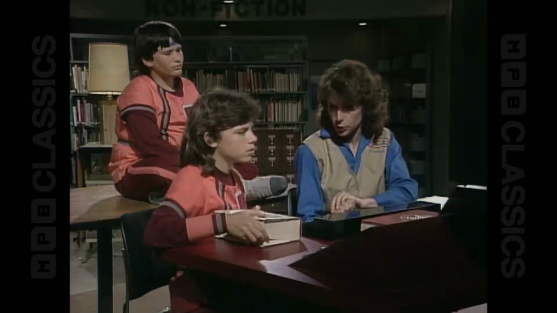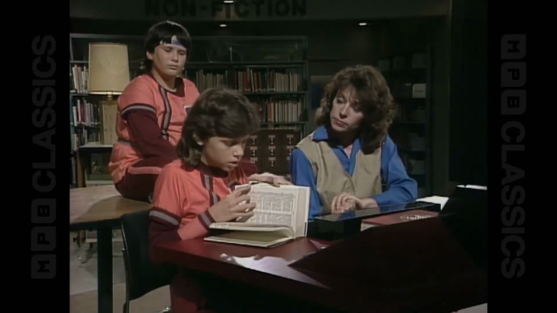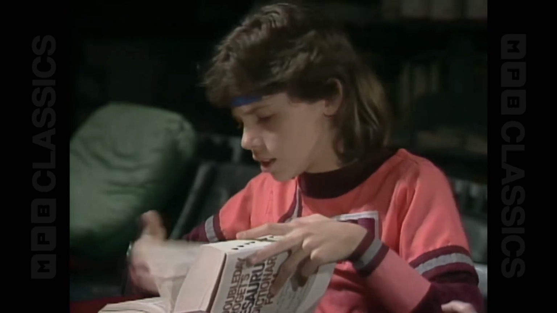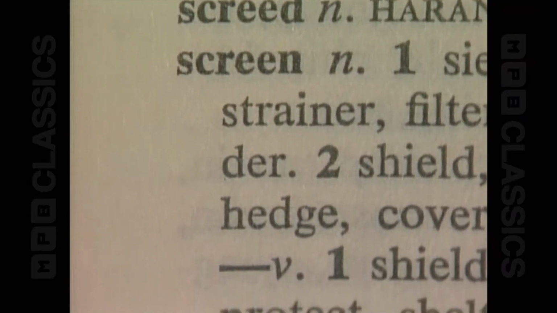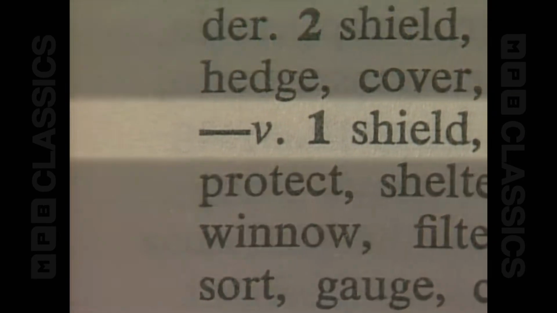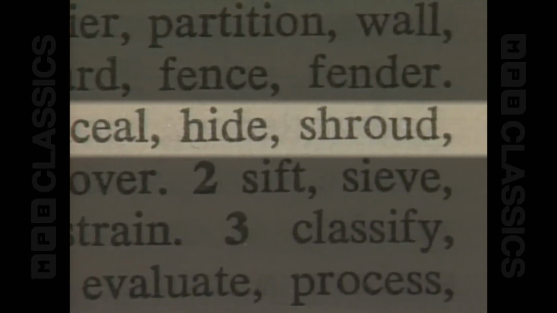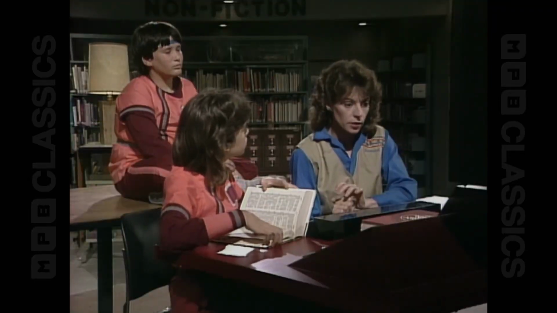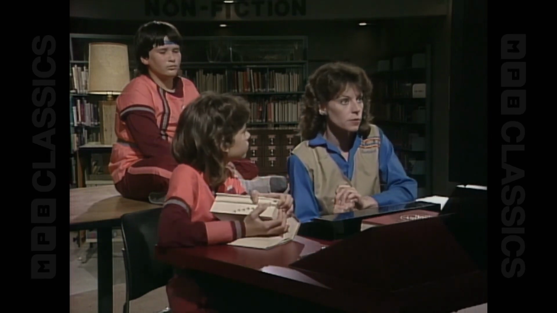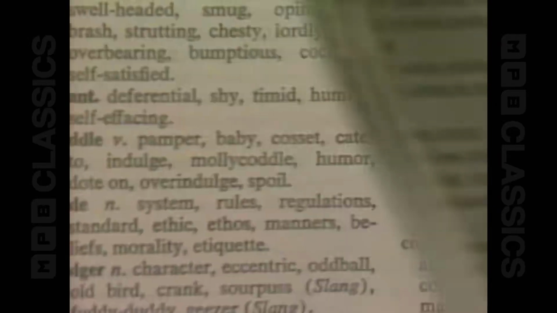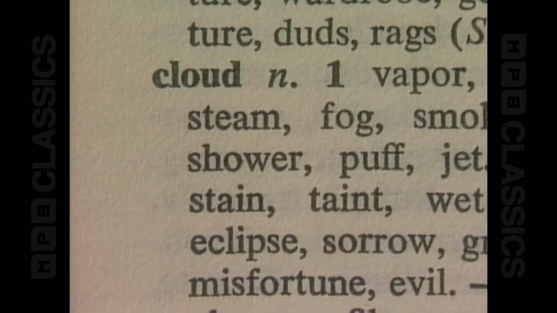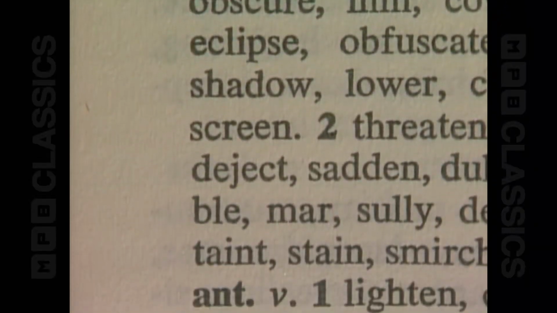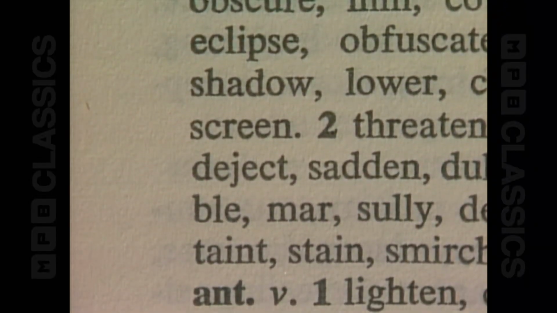Now look up screen, the verb, in the thesaurus. S-C-R-E-E-N. Screen. Here it is. V for verb. 1. Shield, conceal, hide, shroud. Shroud. That's like cloud. The name of the book is Clouds of the World. Look up cloud, the verb. Here it is, cloud. V for verb, shadow, screen.